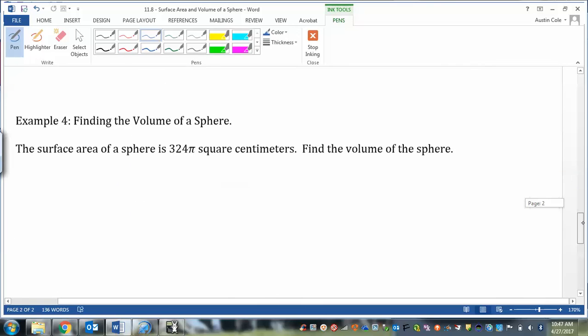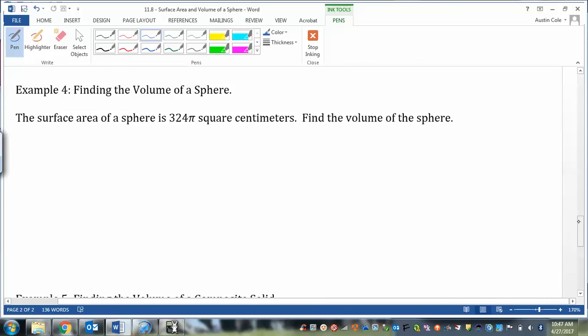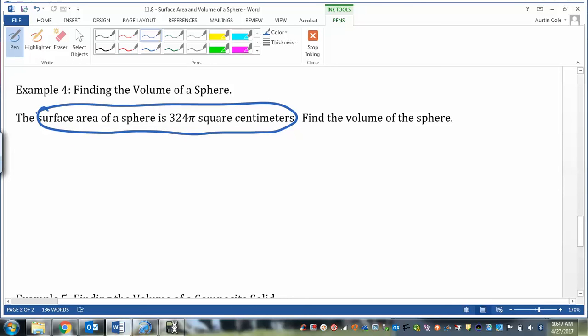What's the formula for surface area again? 4 pi r squared, right? So here they're giving us the surface area of the sphere. They're saying that's 324 pi. But we want to find the volume. So how are we going to go from surface area to volume? Find the radius and then do the volume of the sphere. What do you guys think?